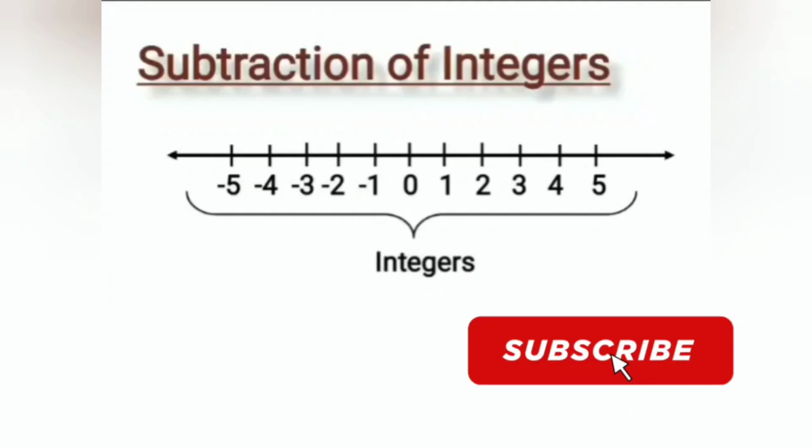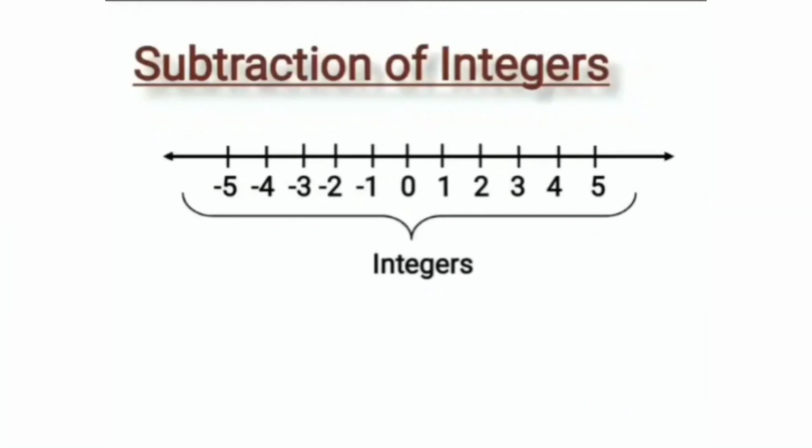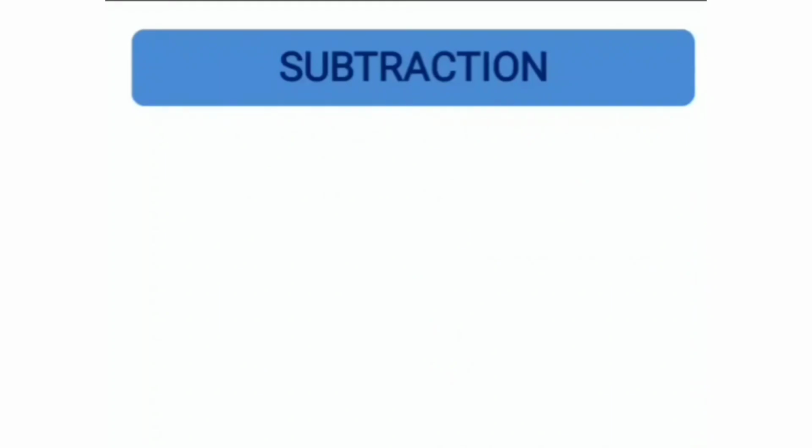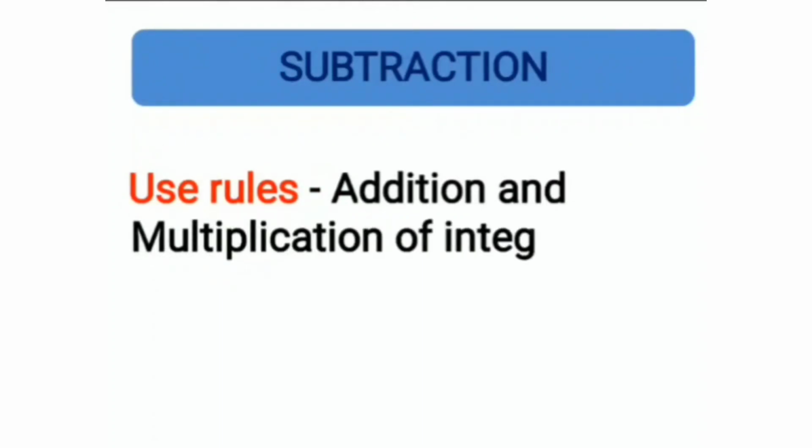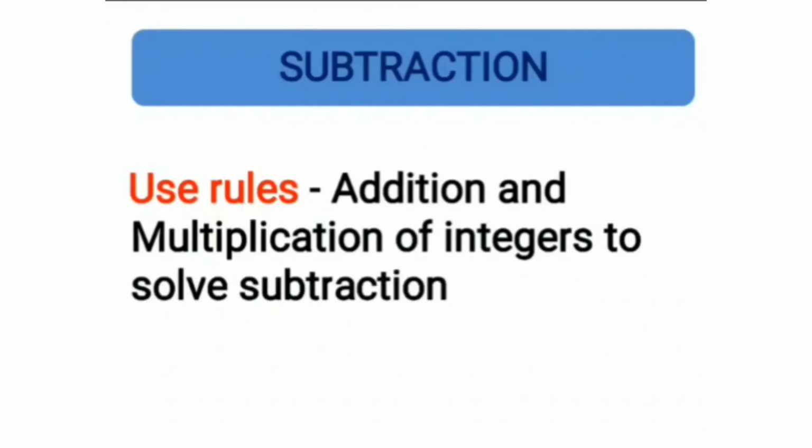Subtraction of integers. The integers which we subtract could be positive or negative. Hence, it is necessary to know the rules. There are 4 rules for subtraction of integers. For performing subtraction of integers, you must know the rules of addition and multiplication of integers, which we had seen previously. The link is given in the description box, so please check it out.